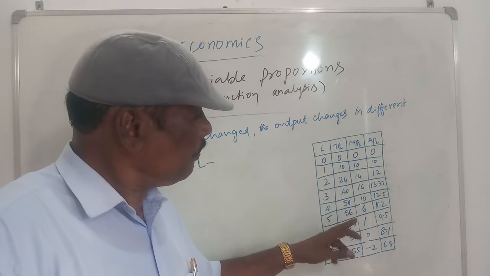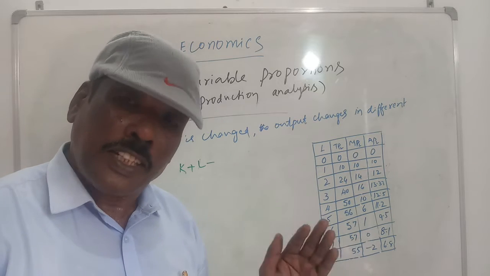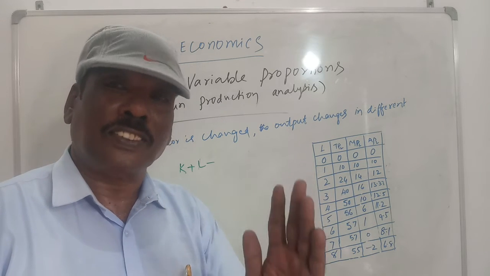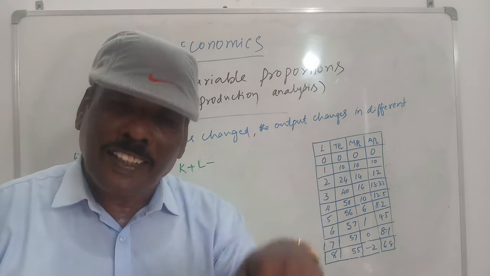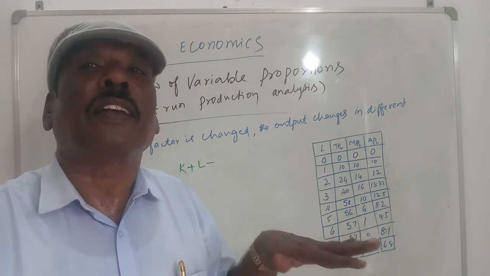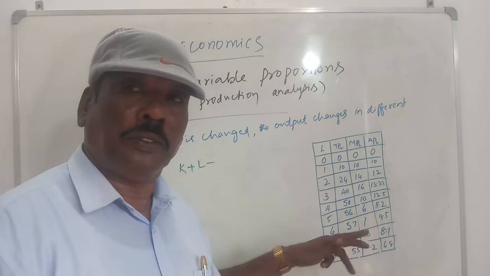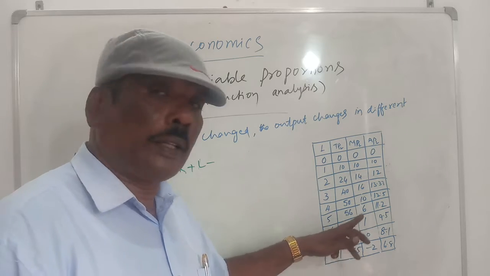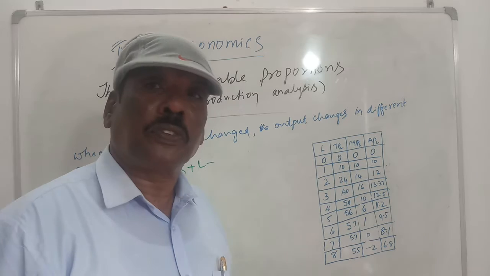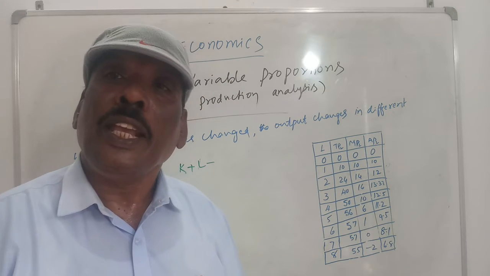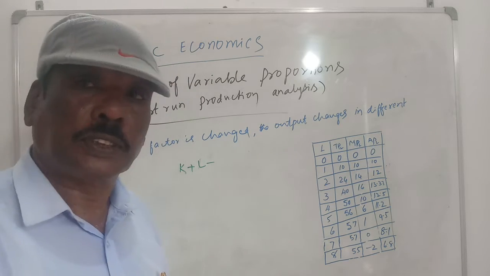The TP curve slopes positively, indicating that it increases at an increasing rate. After a point, it increases at a decreasing rate, and it reaches a maximum point where MP becomes 0. And TP starts falling when MP becomes negative. So we find 3 stages in this law of variable proportions.